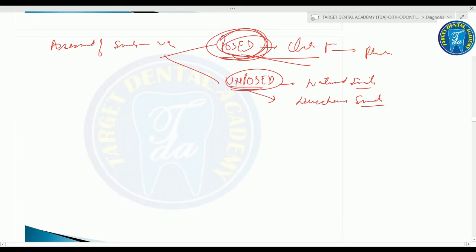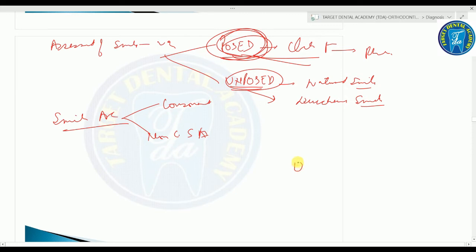Right? So next we'll talk about the smile arc. The smile arc is of two types, the consonant and the non-consonant smile arc. Now what is the difference between a consonant and a non-consonant?